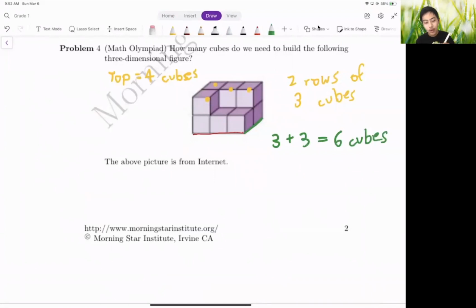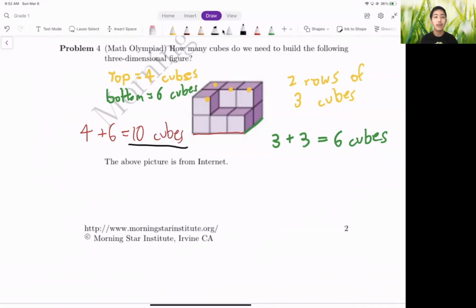So in total, on the bottom, let's write it in green here, equals 6 cubes. And then 4 plus 6 is equal to 10 cubes. So for problem 4, the answer is 10 cubes in order to build the following three-dimensional figure.